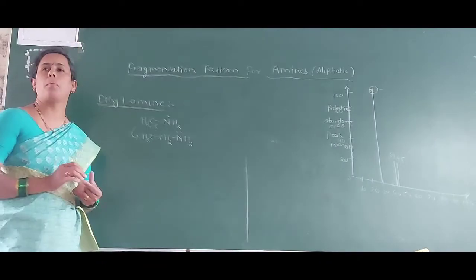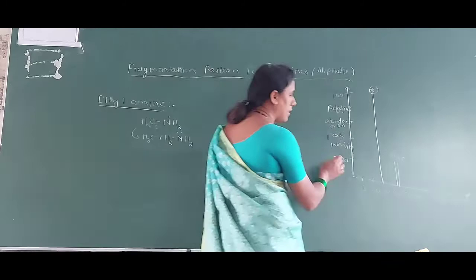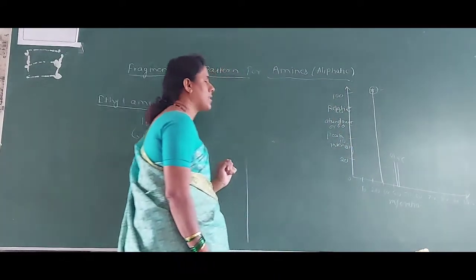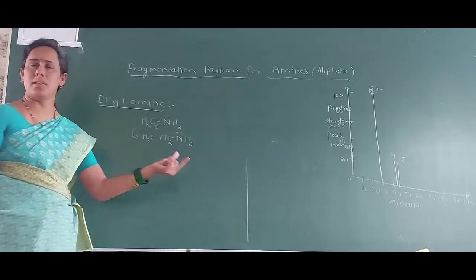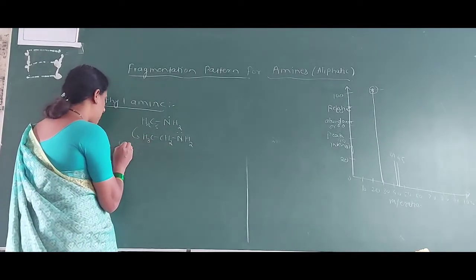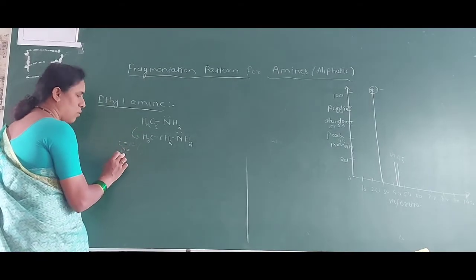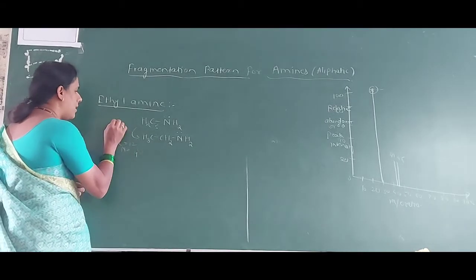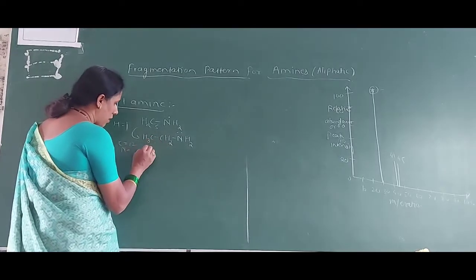Before explaining these peaks, which occur in the graph of relative abundance or peak intensity versus m/e or m/z ratio on the x-axis, first we have to calculate the molecular weight of this compound. Here, C is equal to 12, N is equal to 14, and H is equal to 1.